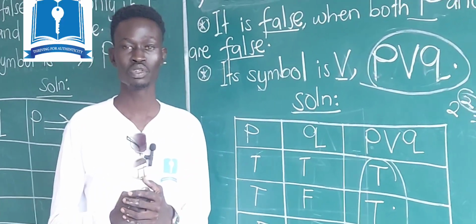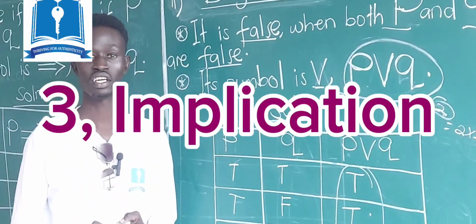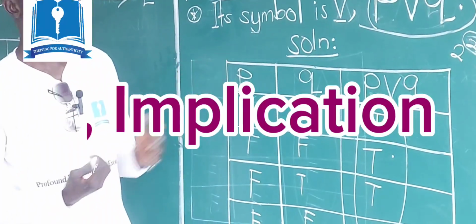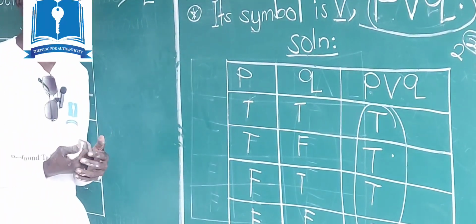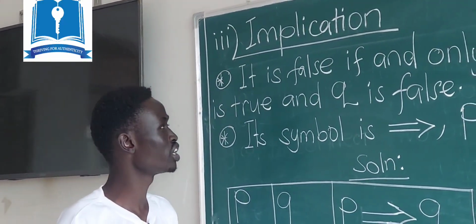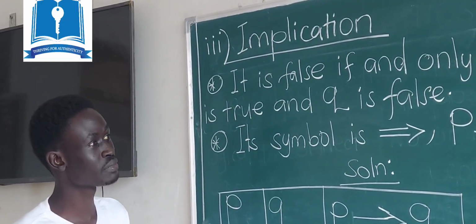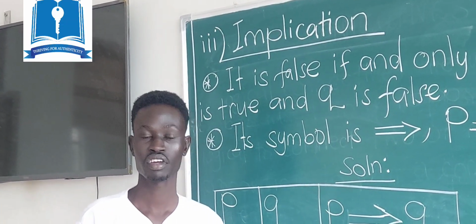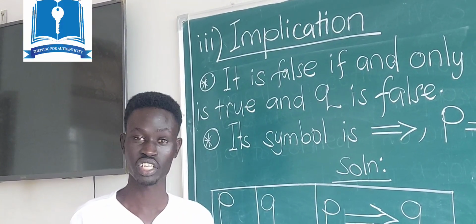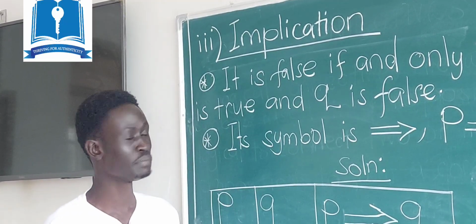Now let us move to another connective, which is implication. So let us see how we can use implication also, just like the other connectives. So students, this is another logical connective, which is implication. So implication also, it is just the same like the other connectives. Okay, because for us we have different connectives. So this is one of them, implication.